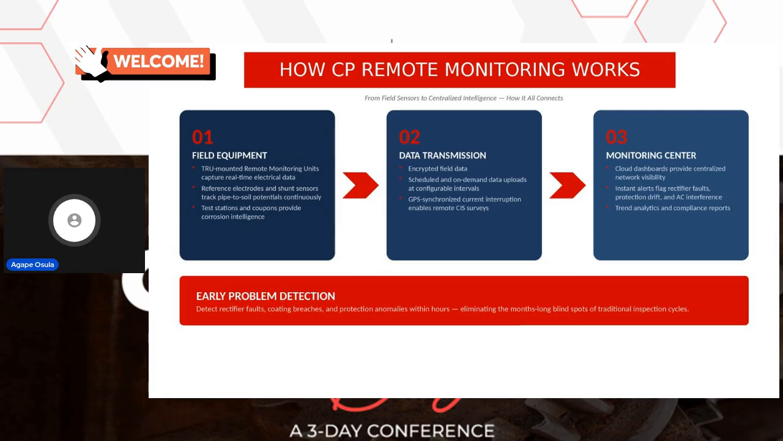CP coupons are actually very important, and I think it's very good to mention this. They help a lot, particularly when you are looking at interference issues. They help a great deal. So when you are looking at interference issues, the use of CP coupons is very important to understand how protected your lines are, particularly when there are DC interference issues.